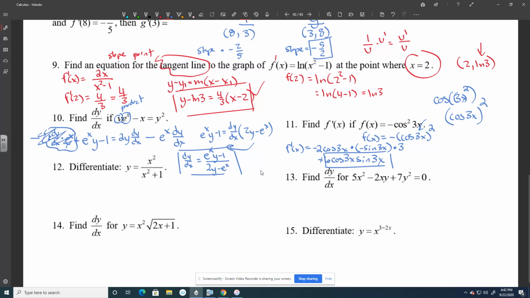Okay, number 12. We're getting kind of tight on space, so I'll try and switch colors. Differentiate y equals x squared over x squared plus 1.